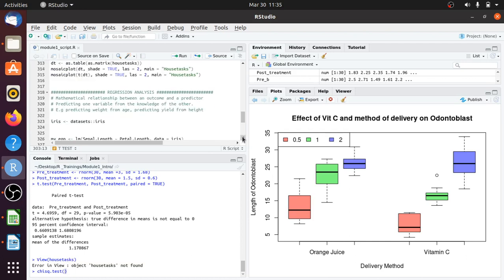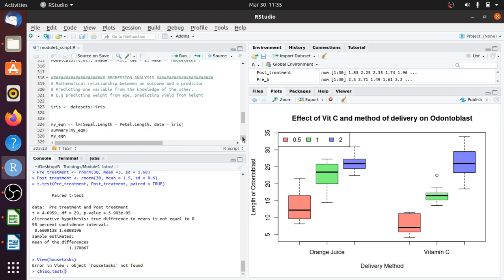Mosaic plots, we will not do that. That's another thing entirely, which goes into ggplot too. Okay, now let's do regression analysis.